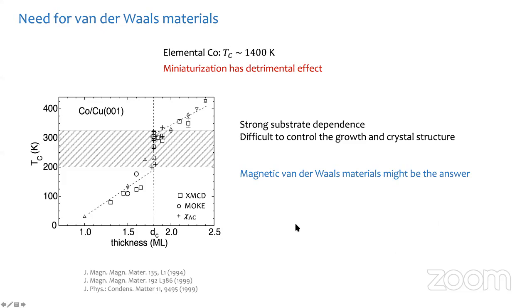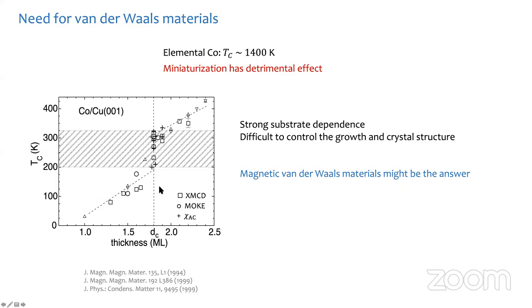But in practice, that's not the case. For example, if you look into an example of elemental cobalt, that bulk TC is of the order of 1400 Kelvin. But once you thin it down to 1.8 monolayer to 1 layer, your TC quenches down to almost 25 Kelvin. So although you started with 1400 Kelvin in the bulk, you get a TC of 25 Kelvin in the thinnest limit. Okay, so that probably doesn't serve your purpose.